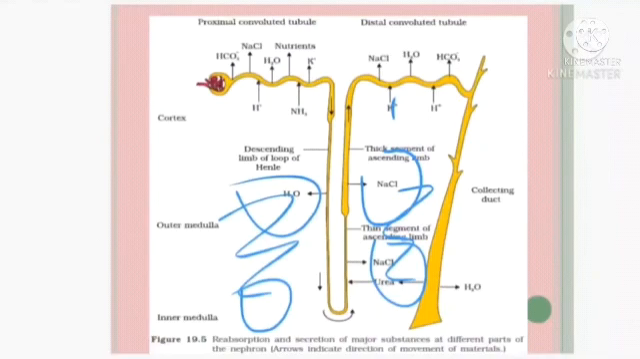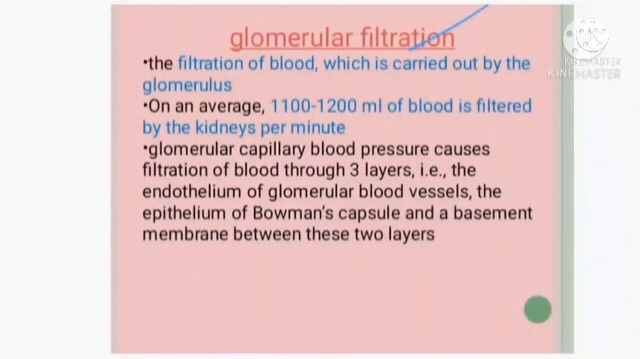Now we are just seeing what we have discussed once. First is glomerular filtration. The filtration of the blood carried out by the glomerulus, we call glomerular filtration. Per minute, around 1100 to 1200 ml of blood is filtered by the kidneys.